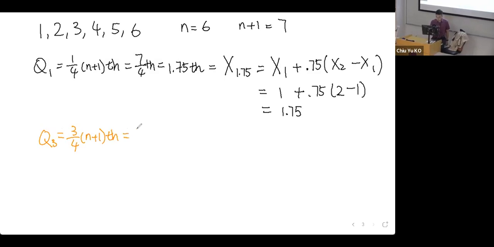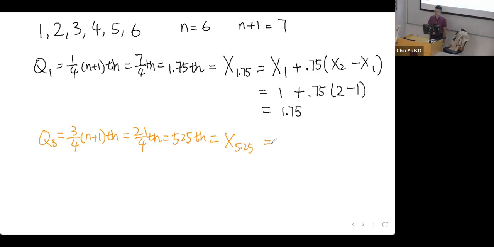So what you have is n plus 1 is 7. 7 times 3 is 21, so 21/4. I think everyone should know this is 5.25, because it's 5 and a quarter. I'm making sure I'm doing it right, because when you teach, sometimes you make a mistake.